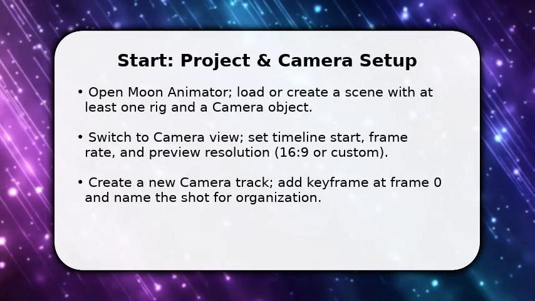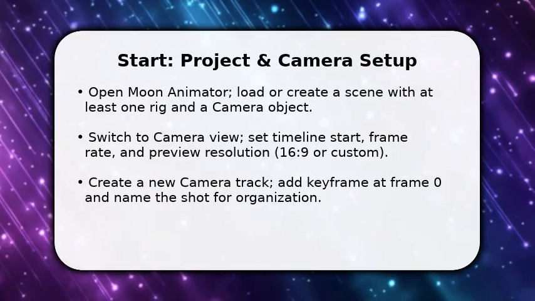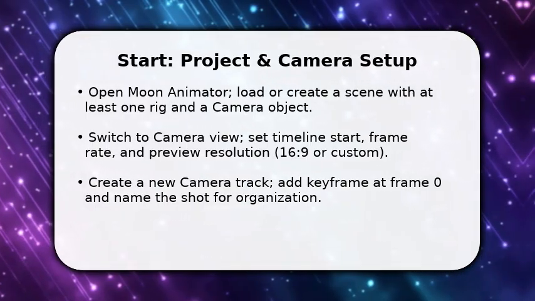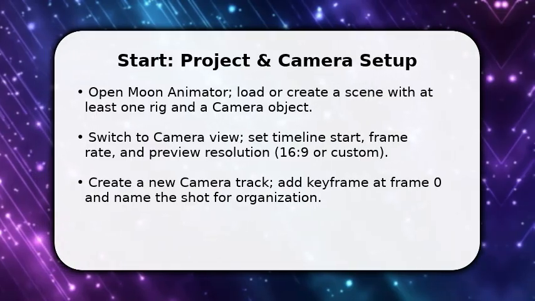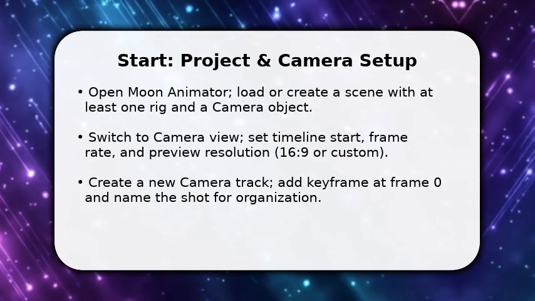You begin by preparing the scene. Open Moon Animator and add a camera object to the rig so you can animate perspective. You set the timeline start and frame rate to match your target export. This avoids mismatched motion later.